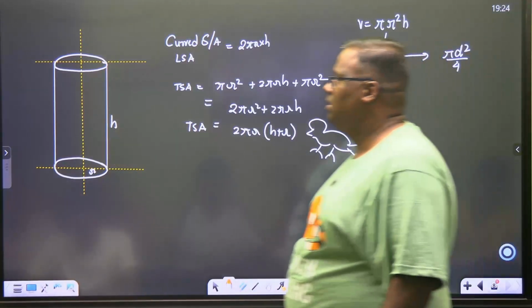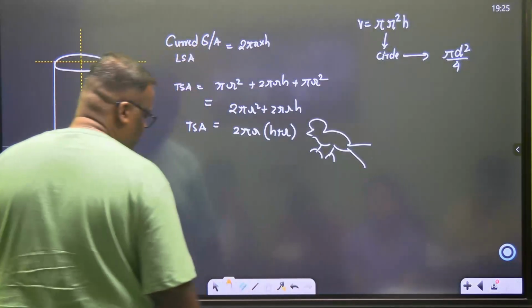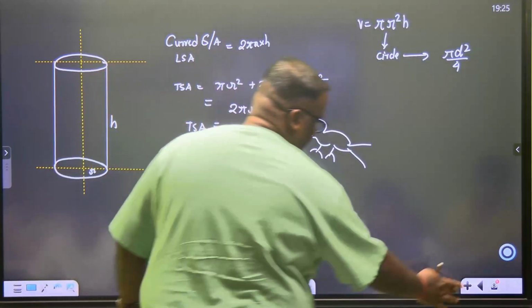Now, since we have seen volume and surface area, let us see some more interesting parts of a cylinder.